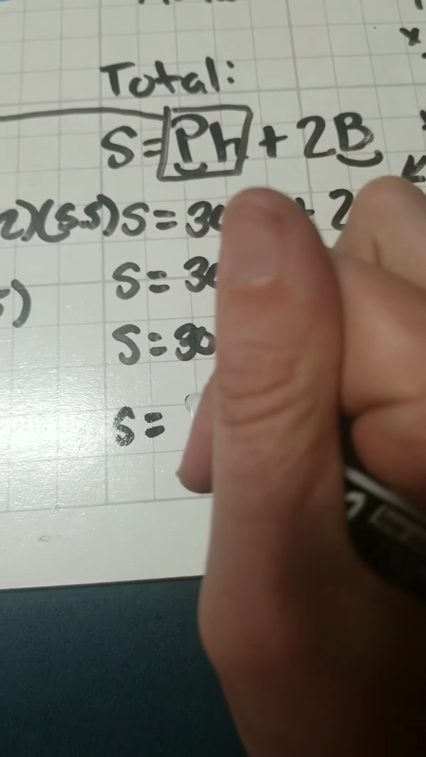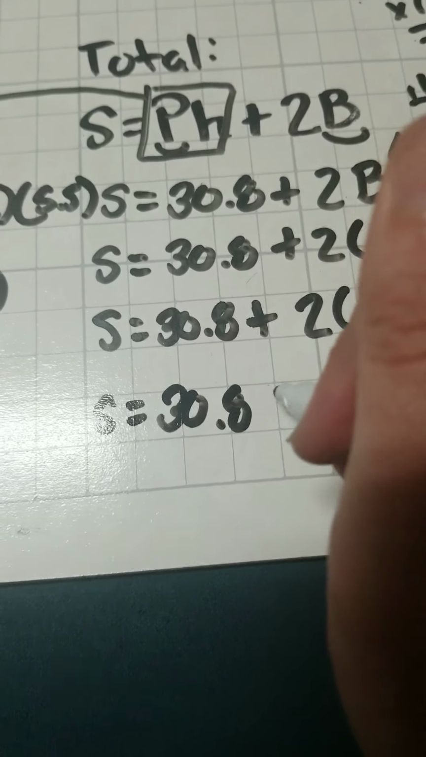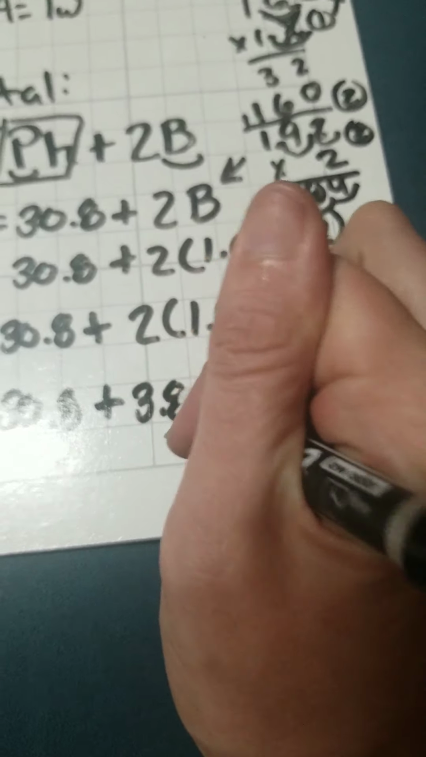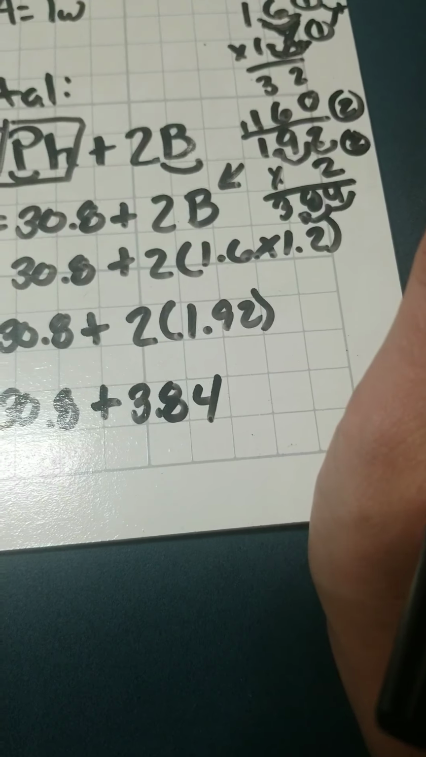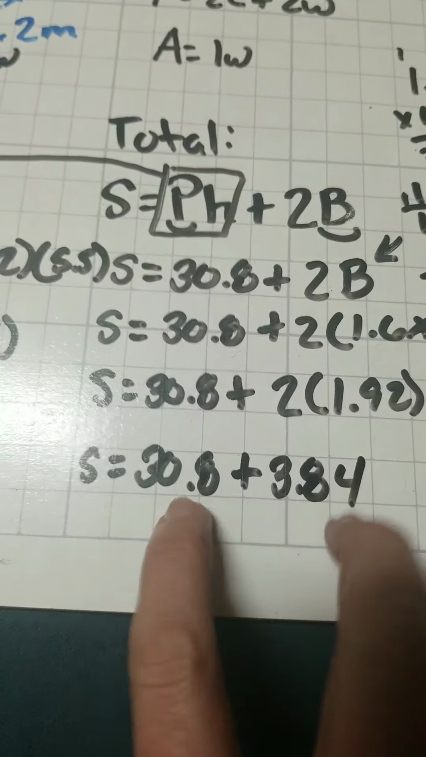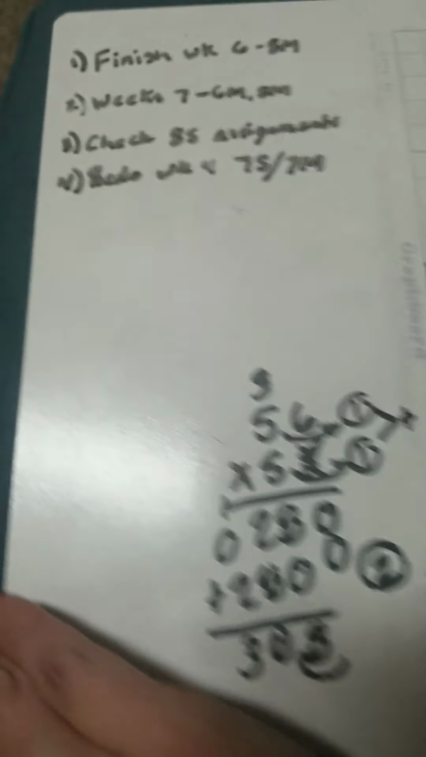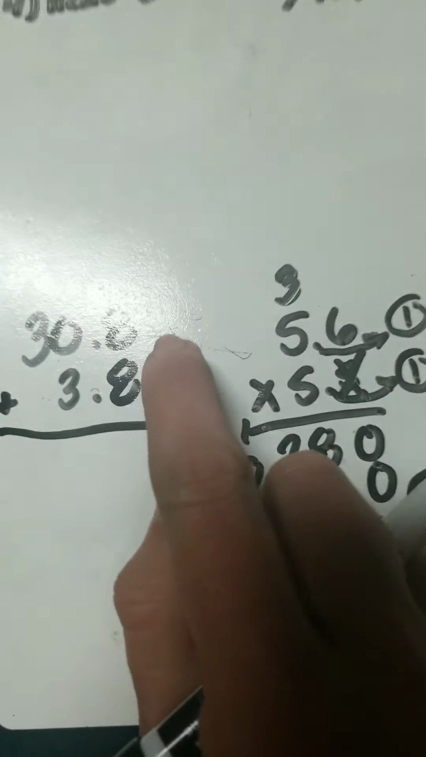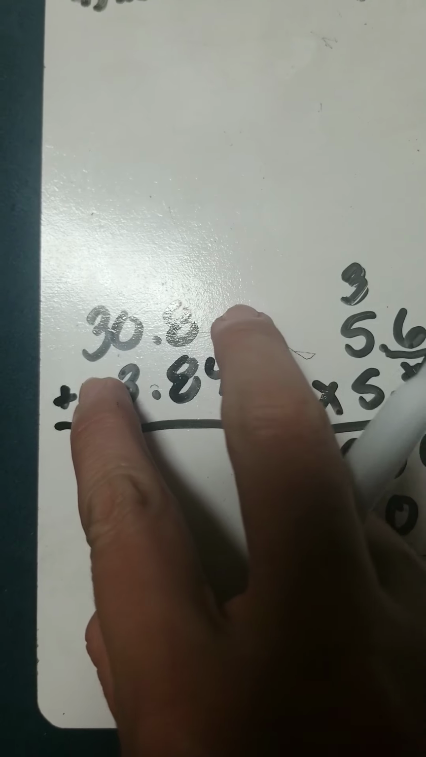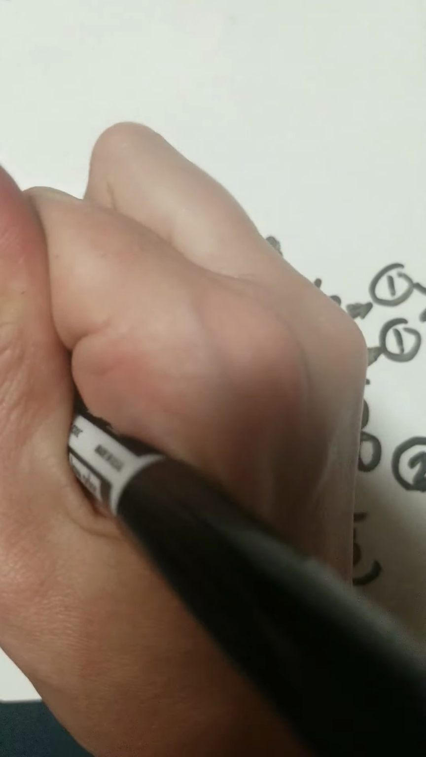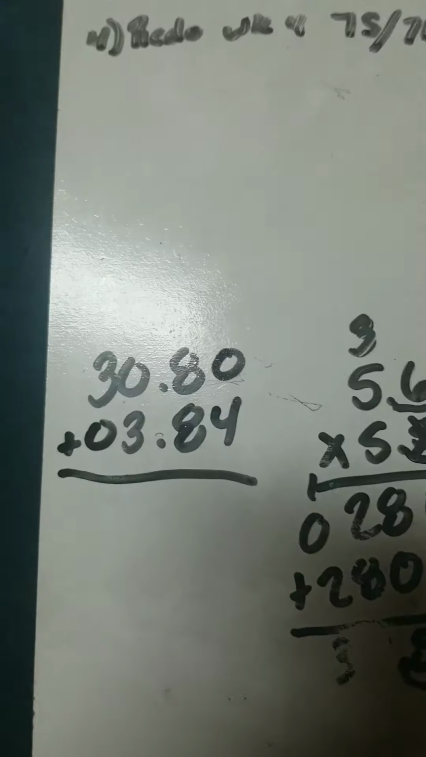Now I have my sides, which is 30.8, and I have my bases, which is 3.84. Now all I have to do is add these two numbers together. Remember, when you add decimals, you have to line them up. And then I have 3.84. You see how there's a gap here and a gap here on both of those? We're going to put zeros there as placeholders. That's just going to help us keep everything lined up.